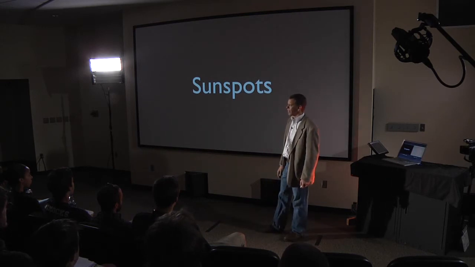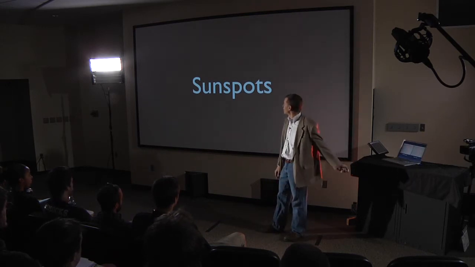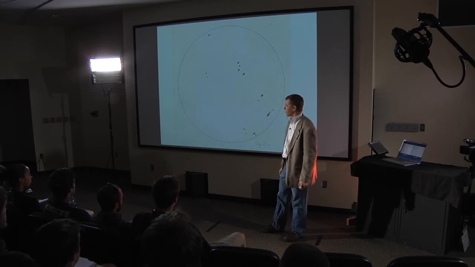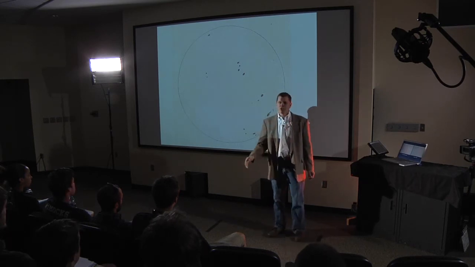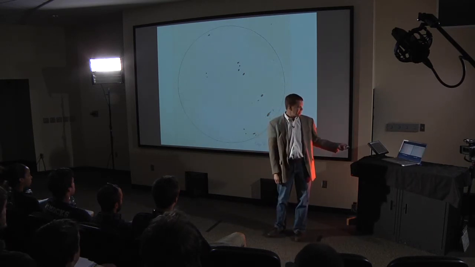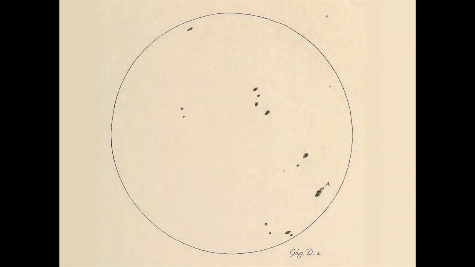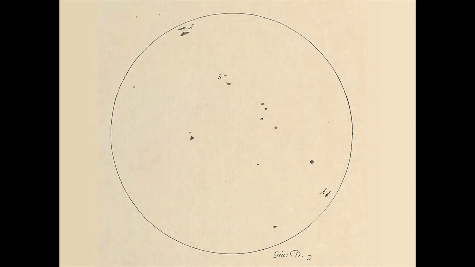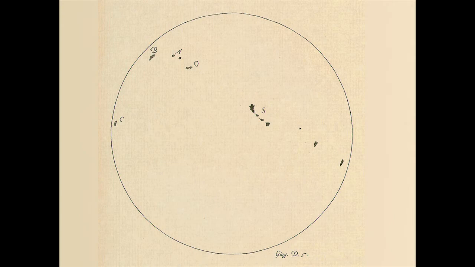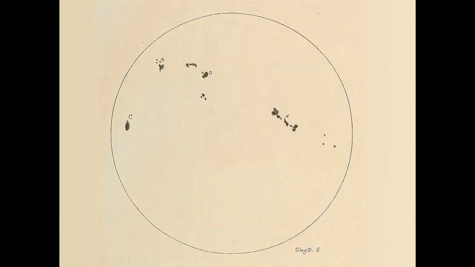Another of Galileo's observations were sunspots. He made these observations in a nice summer in July. Watch what happens. Each day, observing them at the same time, he would see these little dots move around.